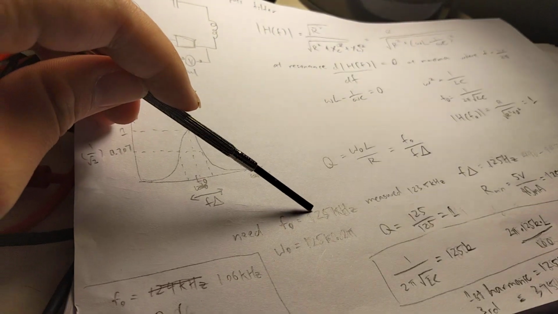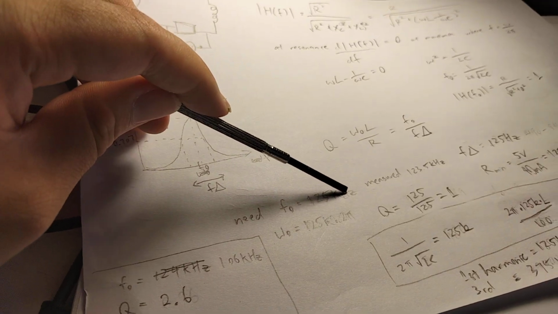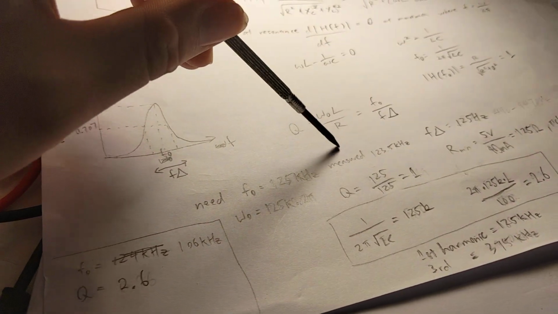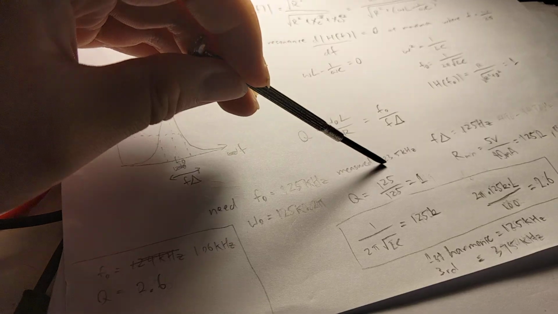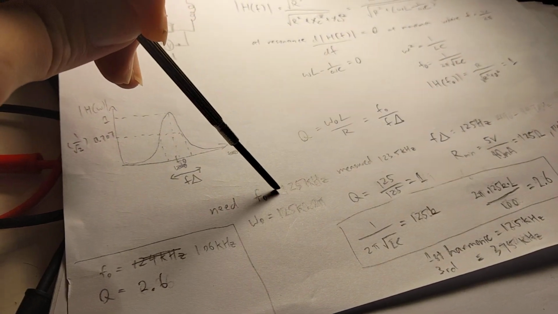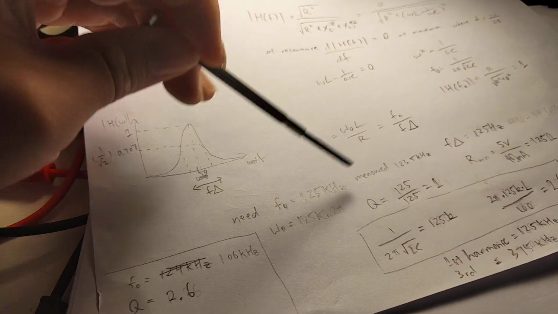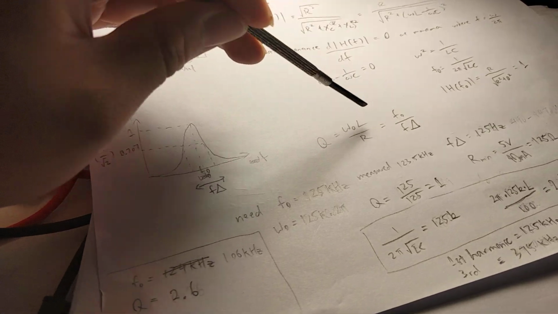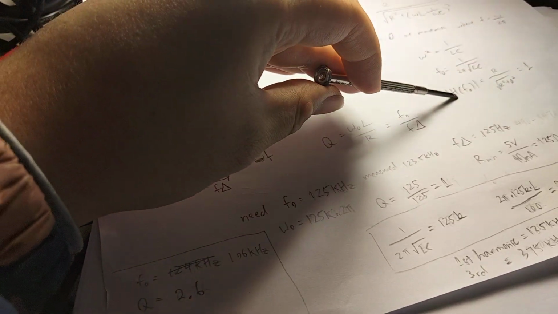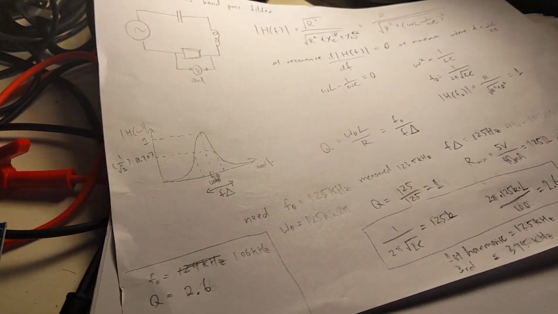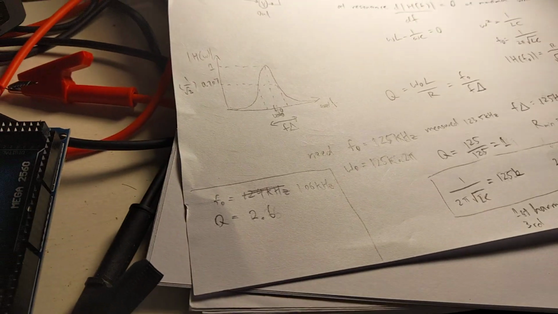So I chose 125 kilohertz, and I'll show you how that works in the code, how to generate something like this. And so there's a PWM of 125 kilohertz, and that's going to be the resonance frequency that I want to pass.